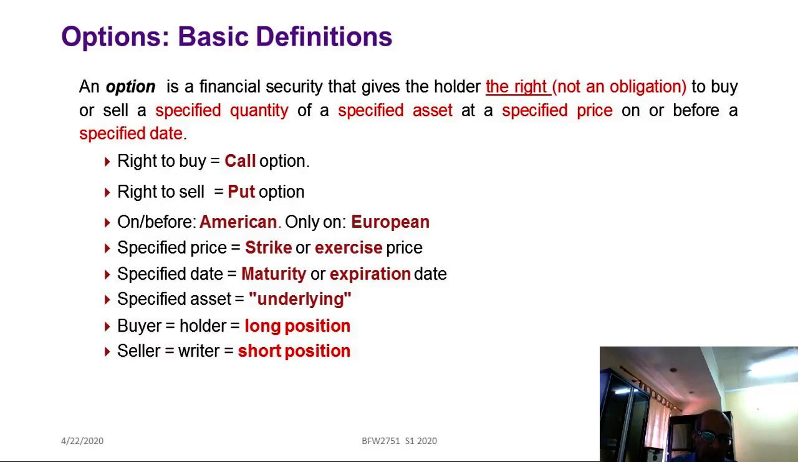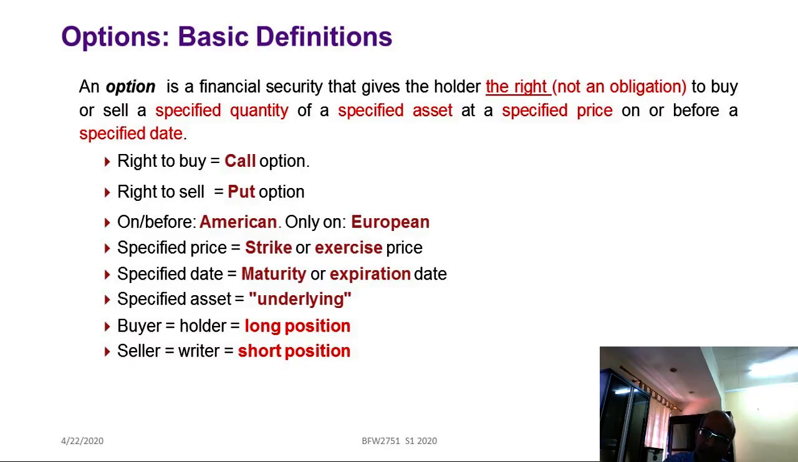Okay, here an option is a financial security that gives the holder the right, but not an obligation, to buy or sell a specified quantity of a specified asset. These are specified. You must know exactly what the underlying asset is, the specifications, and how many units or what volume, at a specified price, that is the strike price, which you fix now itself. You can tell your option writer at what price you want to fix it, on or before a specified maturity date.